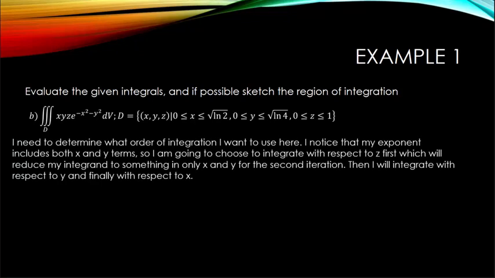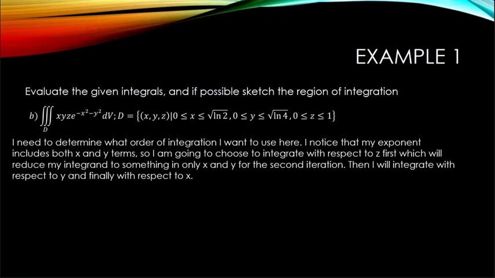I need to determine what order of integration I want to use. And I'm going to notice that my exponent includes both x and y terms. So I'm going to choose to integrate with respect to z first, which will reduce my integrand to something in only x and y for the second iteration.